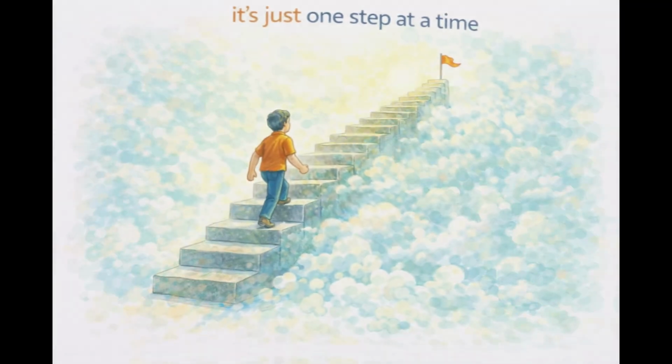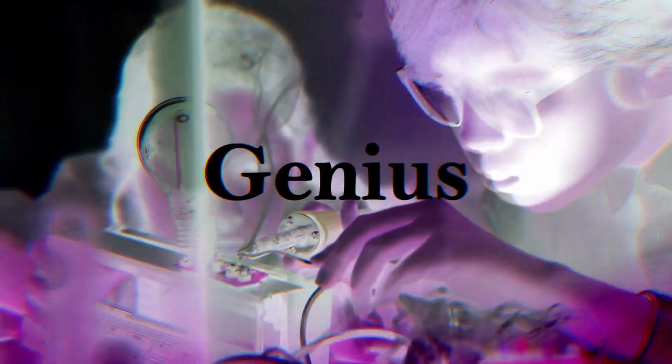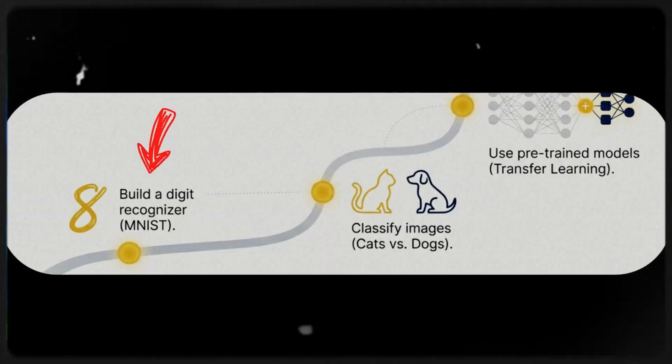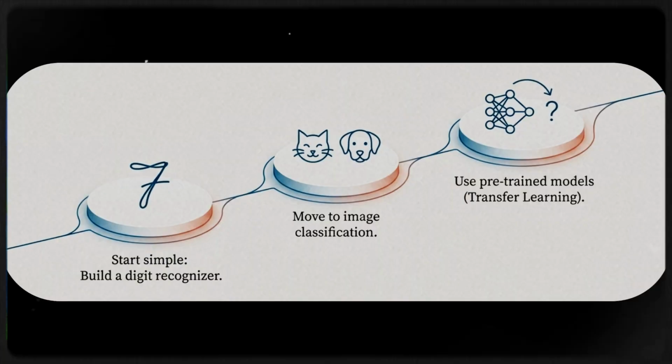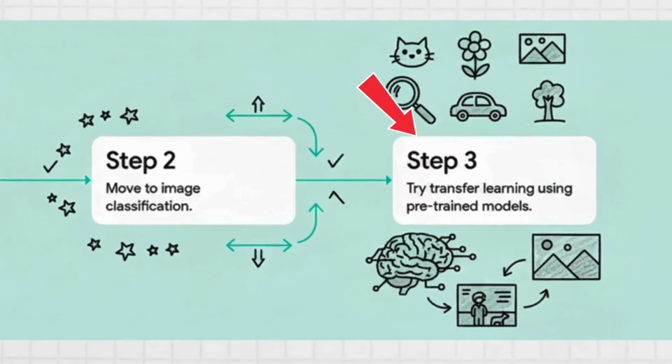I know it all sounds scary, but trust me, it's just one step at a time. Here's the truth. Deep learning isn't about being a genius. It's about patience, practice, and persistence. Start with simple tutorials. Build a digit recognizer, MNIST dataset, then move to image classification. Then try transfer learning, where you use pre-trained models. Each small win builds your confidence.